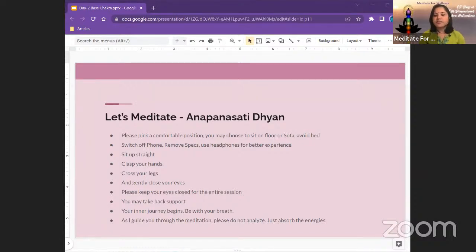And we tend to stay with our breath all the time. Whenever we get a thought, we come back to our breath. We do not question the thought. We do not interrogate, and we just be with our breath. I will be guiding you throughout the session. And if you don't understand, don't go to analyze it. Just be with your breath and absorb these energies.